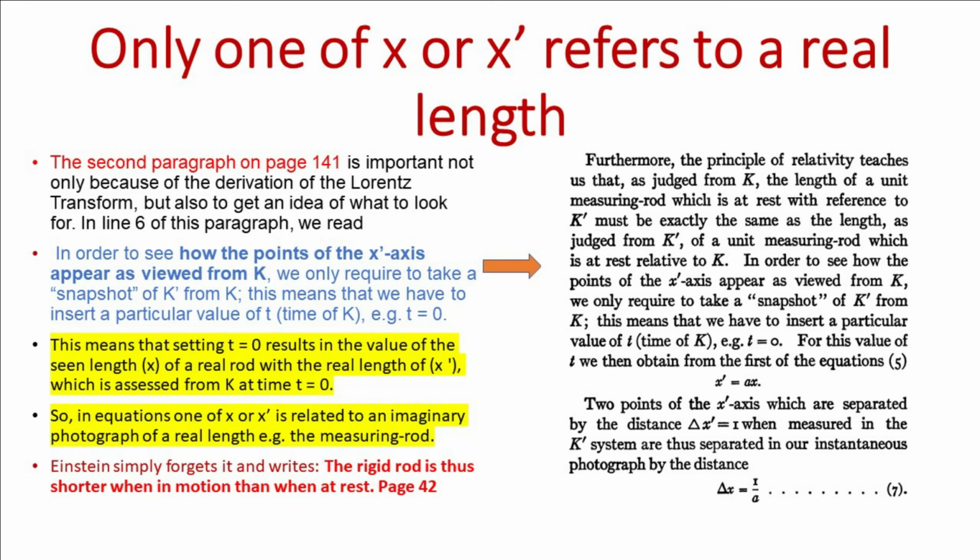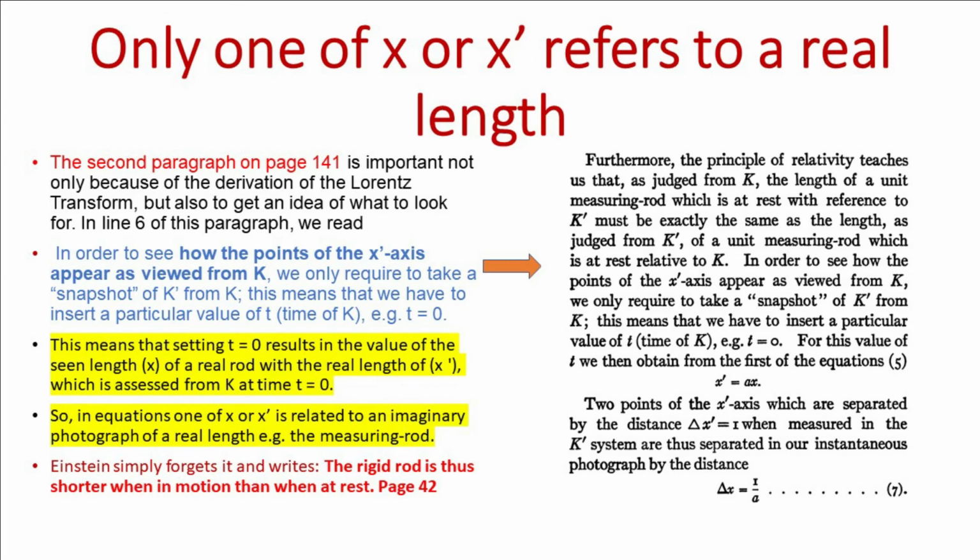The second paragraph on page 141 is important, not only because of the derivation of the Lorentz transform, but also to get an idea of what to look for. In line 6 of this paragraph, we read, in order to see how the points of the x prime axis appear as viewed from K, we only require to take a snapshot of K prime from K. This means that we have to insert a particular value of t, time of K, e.g. t equals 0. This means that setting t equals 0 results in the value of the scene length, x, of a real rod with the real length of x prime, which is assessed from K at time t equals 0.